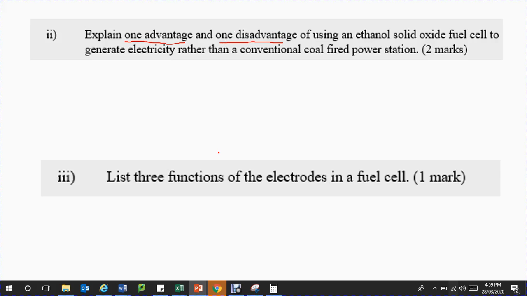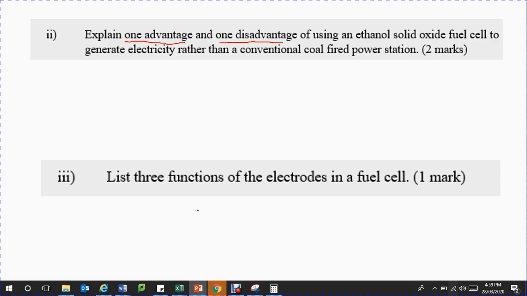Part 3. List 3 functions of the electrodes in a fuel cell. So 3 functions of the electrodes in a fuel cell is that they need to be able to conduct electricity. They need to separate our oxidizing agent and the reducing agent, because remember in our galvanic cell, when we have the 2 half cells and they're separated into individual beakers, for example, they can't come into contact. It's the same in a fuel cell. The oxidizing agent and the reducing agent to generate that current can't come into contact with each other. So remember, those electrodes will only let certain things through to the electrolyte in the middle.